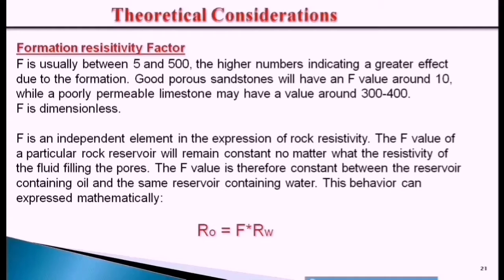So F, the formation factor, is an independent element in the expression of the rock resistivity. That means the F value of a particular rock reservoir will remain constant, no matter what the resistivity of the fluid filling the pore space is. The F value is therefore constant between the reservoir containing oil and the same reservoir containing water, and we can express the relation mathematically as R0 equals formation factor times RW. RW is the water resistivity, and R0 is the formation resistivity when filled with 100% water. So RT is equal to R0, and therefore R0 is equal to formation resistivity factor times RW.